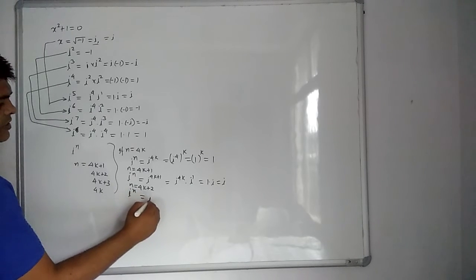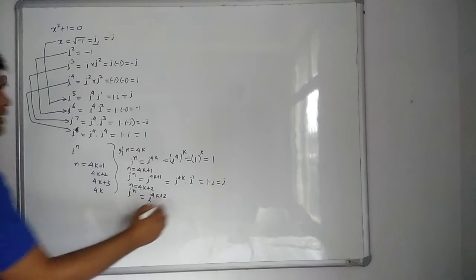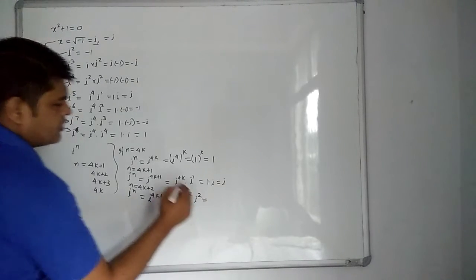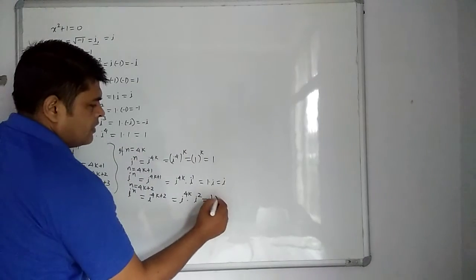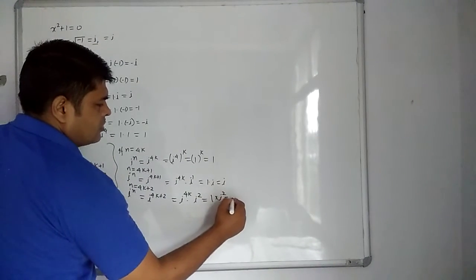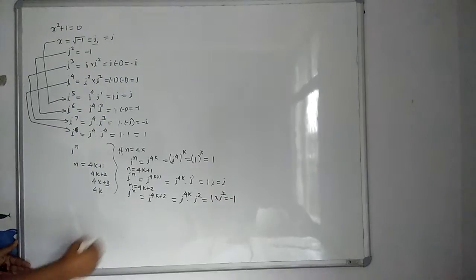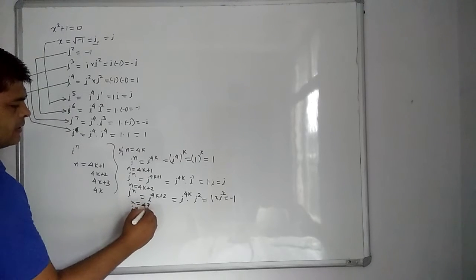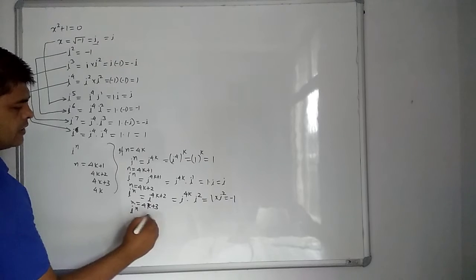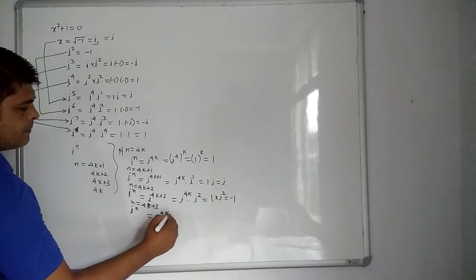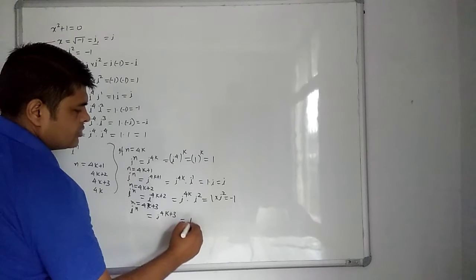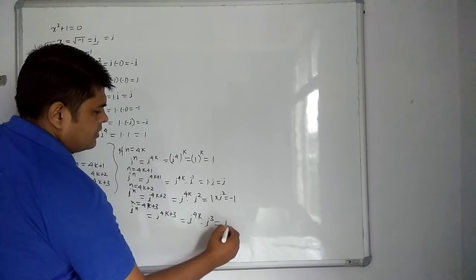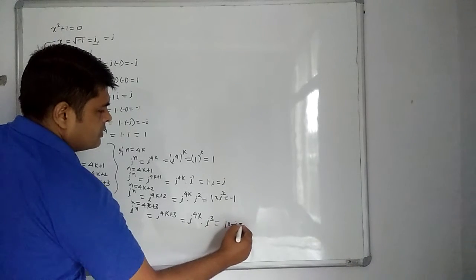Next one is iota raised to the power n when n equals 4k plus 2. Then iota raised to the power n can be written as iota raised to the power 4k plus 2, and this gives you iota raised to the power 4k into iota square. Iota raised to the power 4k you can find is 1, into iota square, you have -1. So the final answer is -1. Now iota raised to the power n when n is equal to 4k plus 3. So it will be iota raised to the power 4k plus 3, and that gives you iota raised to the power 4k into iota cube, and that is equal to 1 into minus iota, and that is equal to minus iota.